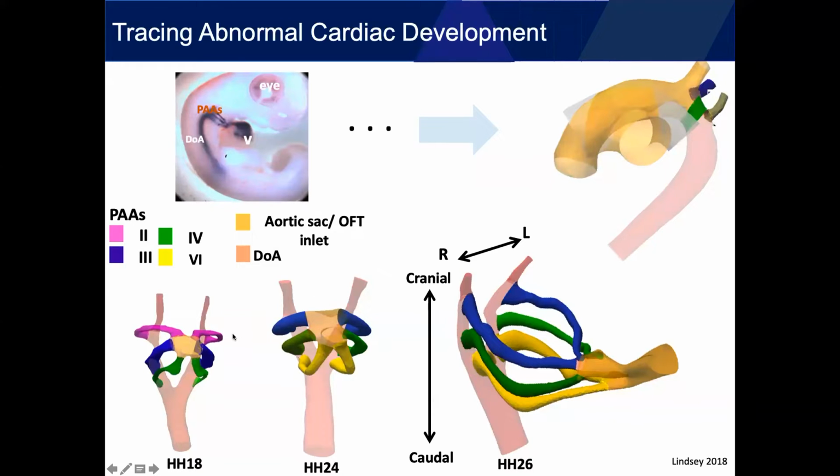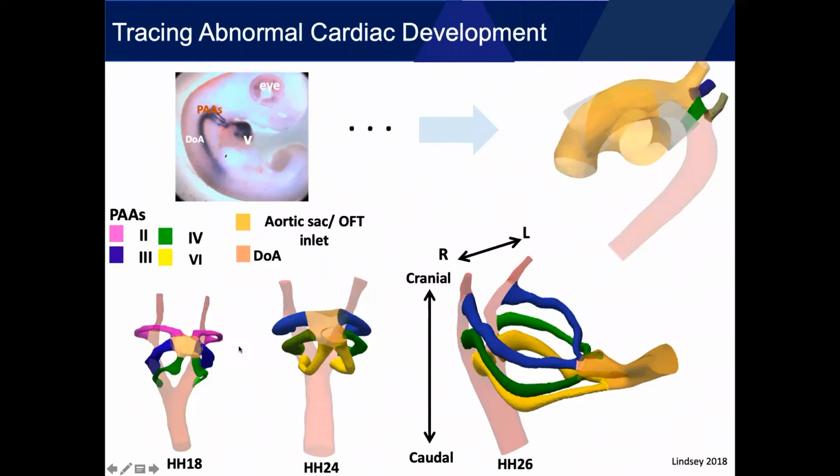And here in this paper, we're going to focus on 3 different stages. So these are early in development. One is at HH18. And so that's day 3, and then HH24, that's day 4, and HH25, that's day 5 of development in the chick. So all of these are before the heart has septated into 4 chambers, but these are really critical stages of cardiac development where a number of events have to line up in order for proper cardiac formation to continue.